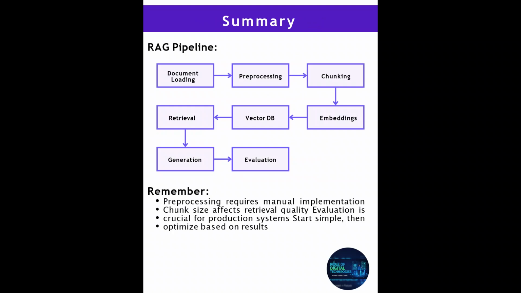Overall summary: in the RAG pipeline, first document loading, then pre-processing, then chunking, then embedding, then vector DB, retrieval, generation and evaluation. Remember, pre-processing requires manual implementation. Chunk size affects retrieval quality. Evaluation is crucial for production systems. Start simple, then optimize based on results.